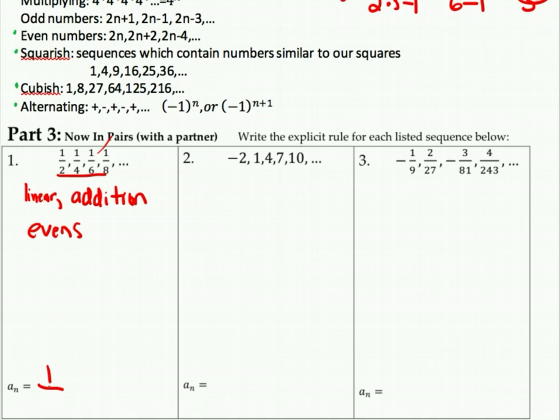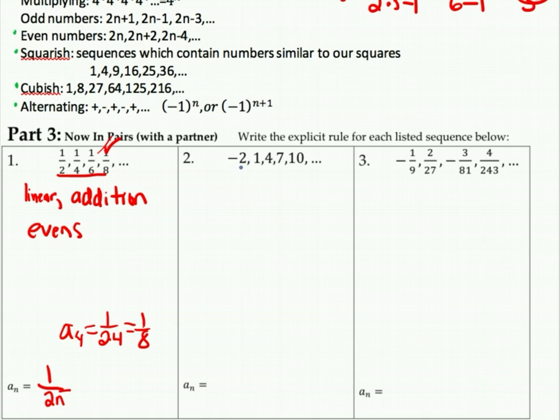But basically it's just going to be 1 over 2 times n, not 2 to the n. And that's it. If you try a sub 4, you're going to see that it works. You get 1 over 2 times 4. That's going to be 1 over 8, which is just like it should be. Okay. Let's look at the second sequence.